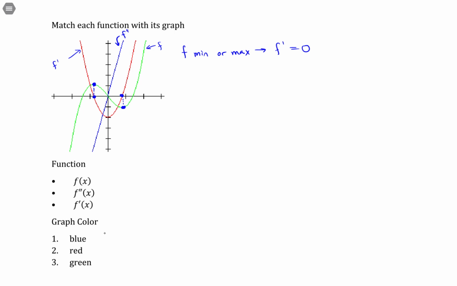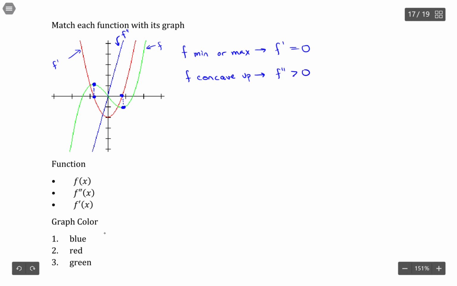If you want to further make sure that this works out, we could say if the original function is concave up, then that means that the second derivative is greater than 0, and the original function is concave down whenever the second derivative is less than 0. So for instance, it looks like I am concave down on this interval here, and then I turn and I am concave up on this interval here.